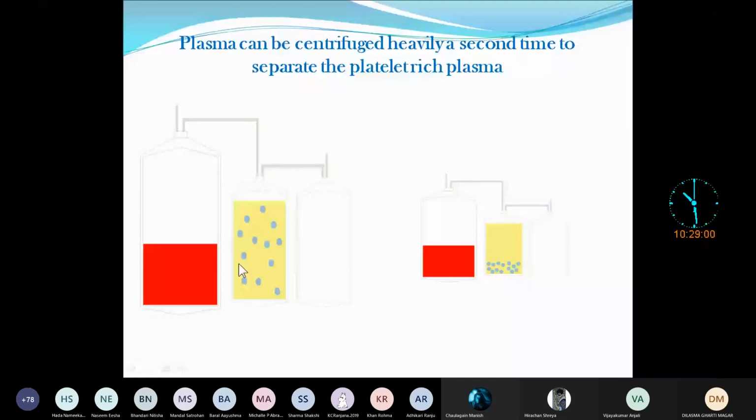Now this plasma having the platelets will be centrifuged again, heavily. Previously, we used the light centrifuge just to separate the plasma and platelets from the RBCs, because RBCs are heavier and settle at the bottom. Now to separate the plasma and the platelets, plasma is a fluid, and in that fluid tiny particles, platelets, will be there. So to separate that we have to use the heavy spin, understood here?